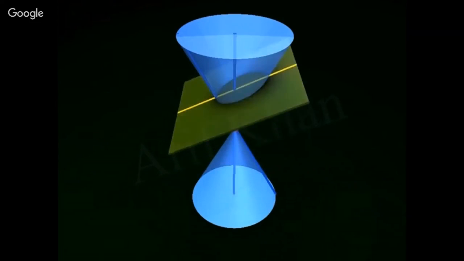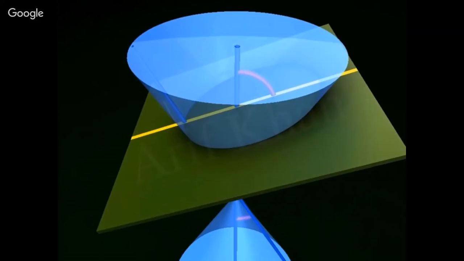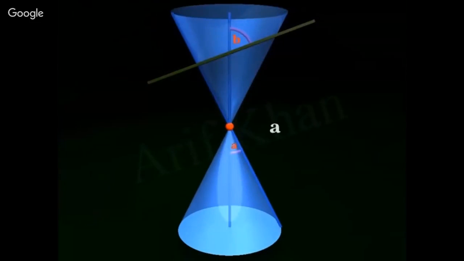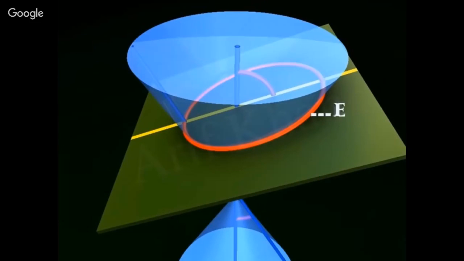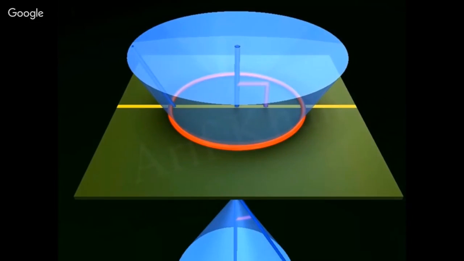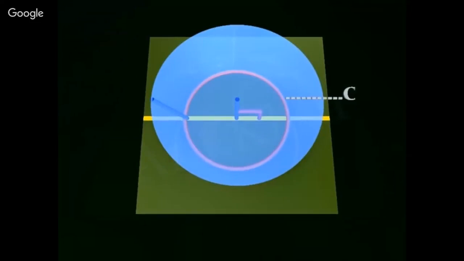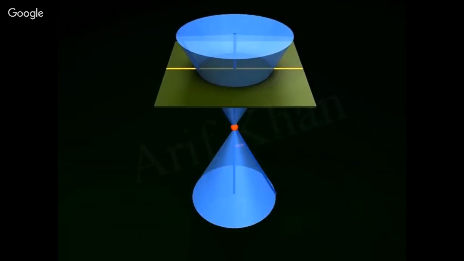The plane is cutting or intersecting the cone. See, the angle B is less than angle A. Angle B is the angle between the plane and the axis. This is called an ellipse. The special case of ellipse is the circle. How does a circle form? When the angles are the same: the angle between the axis and the plane equals the vertex angle.